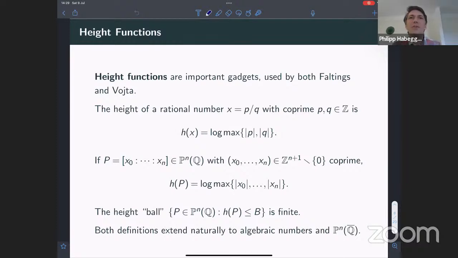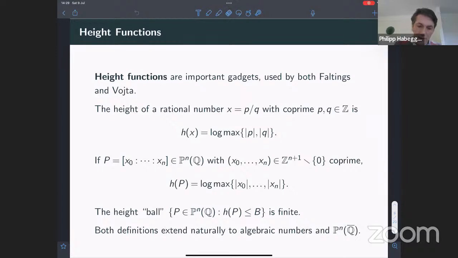One feature that this height has in this rational setting is that if I look at a ball of a certain radius B of rational points of height at most B, then I'll get a finite set. It's quite straightforward to see, because bounding this expression from above by B just amounts to bounding the coordinates by e to the B, and because they're integers, there are finitely many possibilities.